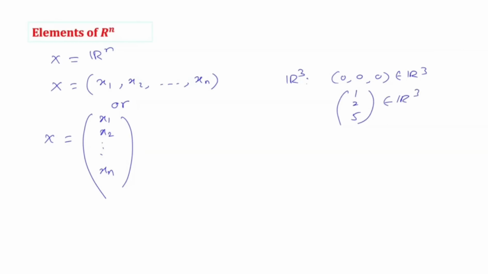For example, (3, 0, 0, 0) belongs to R^4, (1, 2, 5) belongs to R^3, (1, 2, 4, 6, 0, 3) you'll see there are 6 entries there, so this belongs to R^6. Now we can write (1, 1, 1, 1), so this belongs to R^4.